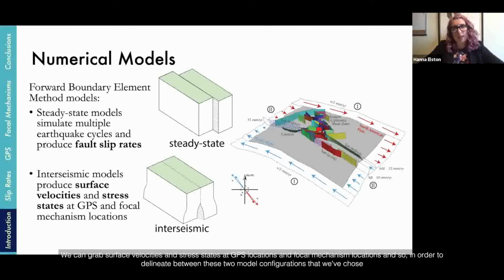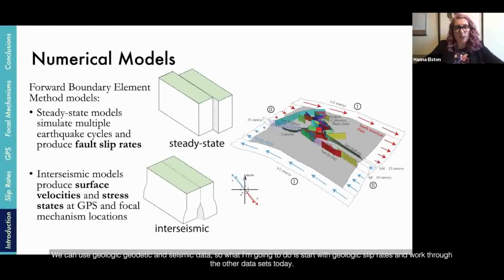In order to delineate between these two model configurations that we've proposed, we can use geologic, geodetic, and seismic data. What I'm going to do is start with the geologic slip rates and then work through the other data sets today.